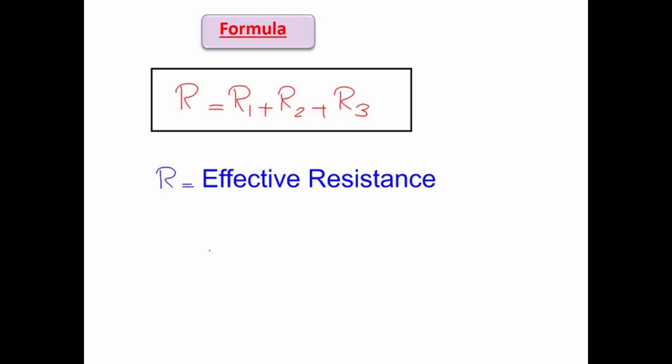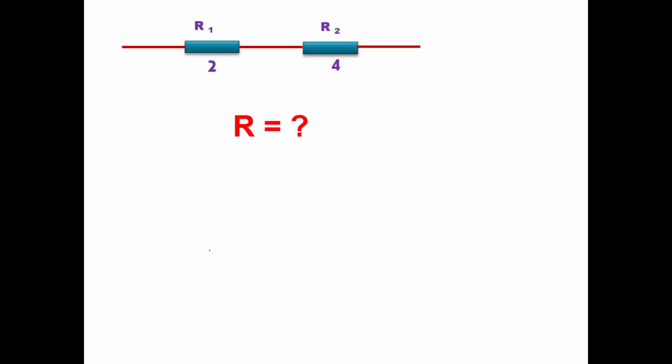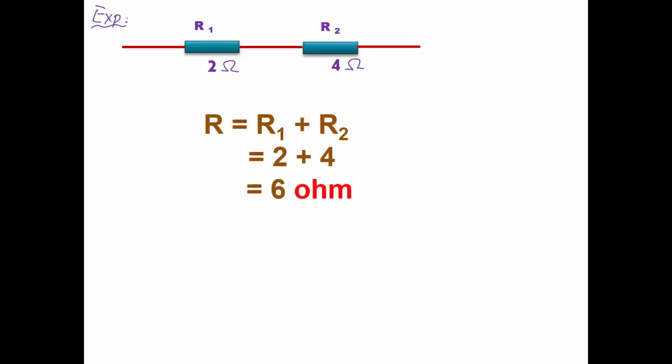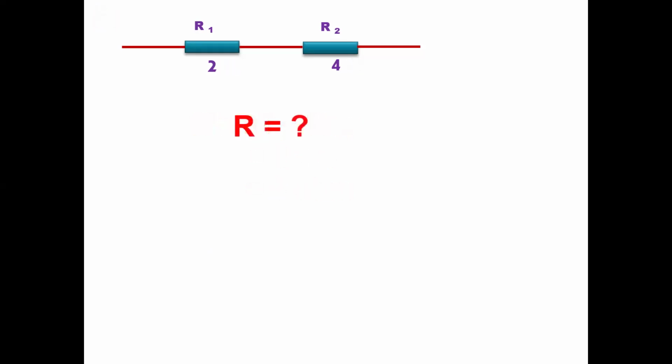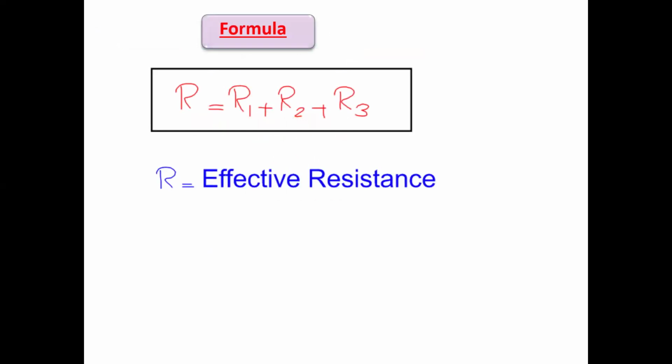What is combined or effective resistance? When a number of resistors are connected in series, we actually add them. So 2 ohm and 4 ohm are connected. So we join them and we get the combined resistance as 6 ohm. This is the concept of effective resistance. You have to copy this formula.